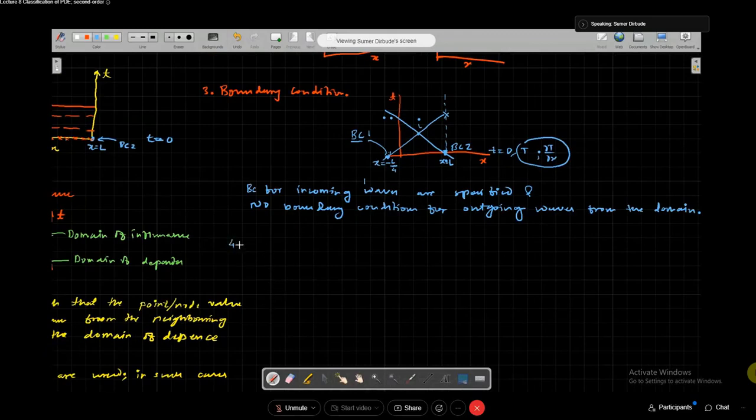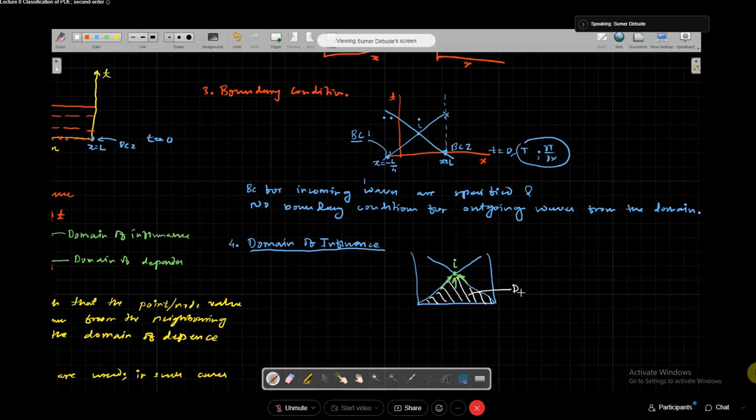Okay. Now domain of influence. So here, as we said, there are two characteristics. So for this point under consideration, the information is coming only from this region. Okay, no information is coming from any other region. So this region from where the information is coming is called domain of dependence.